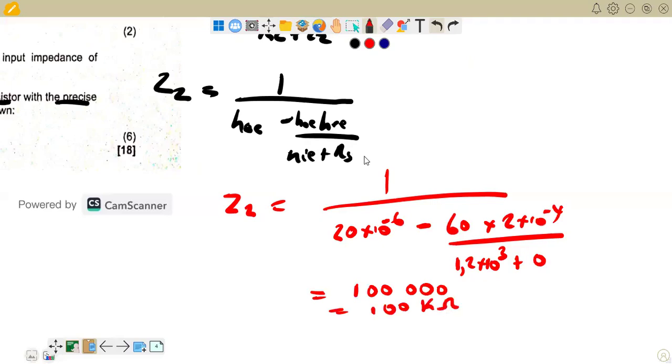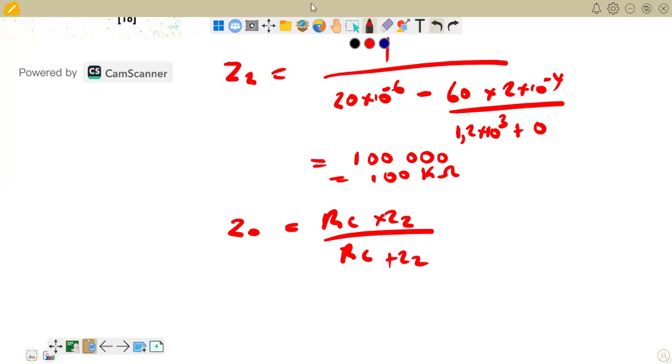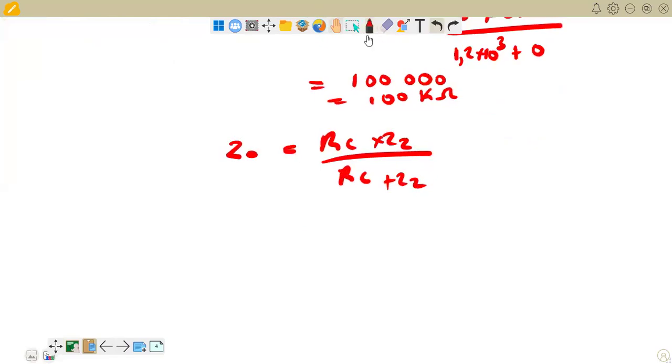Right? So now that we have our Z2, it means it's possible now to go and substitute into that formula: Z0, the output impedance, is equal to RC Z2 over RC plus Z2, right? So let's substitute then. Z0, the output impedance, is equal to RC times Z2 over RC plus Z2, right? So we can directly put the values that we have. The output impedance, we have it, what is it?